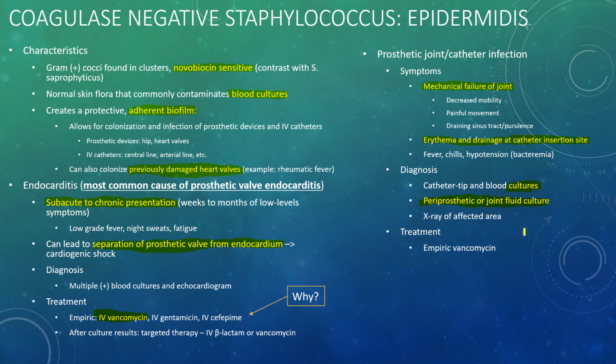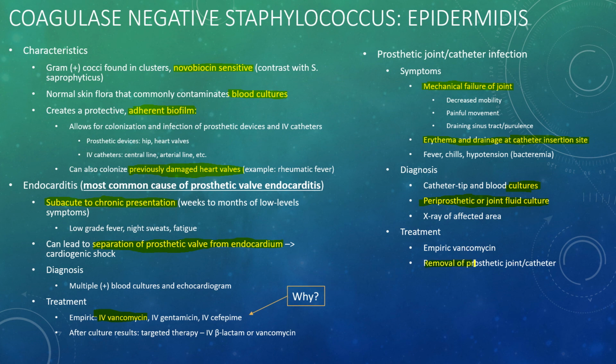And then the treatment is going to be empiric vancomycin. Remember, we're considering epidermidis to be the most common cause here. So you want to give empiric vancomycin because we are worried about the possibility of Staph epidermidis. And if we're also worried about the possibility of gram-negatives, we can give anti-pseudomonal drugs as well.